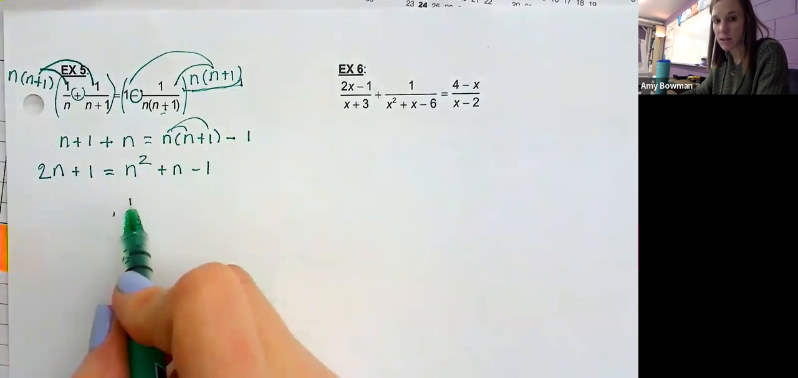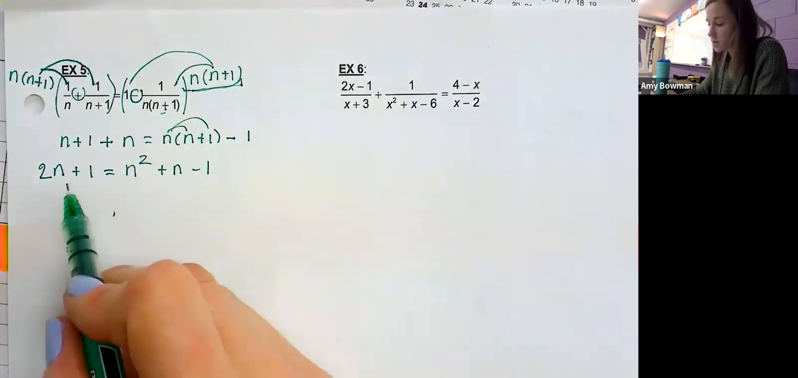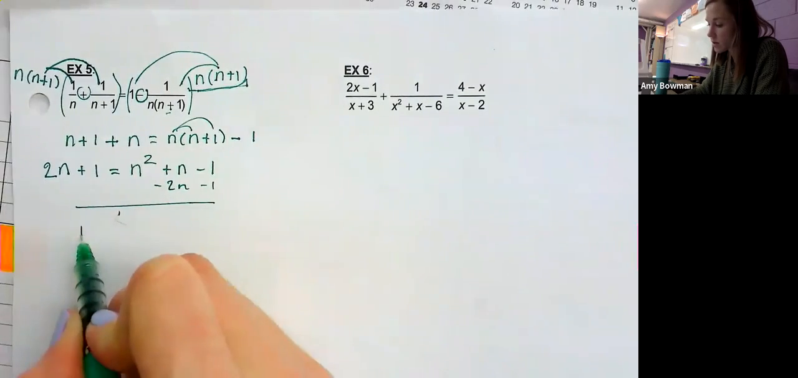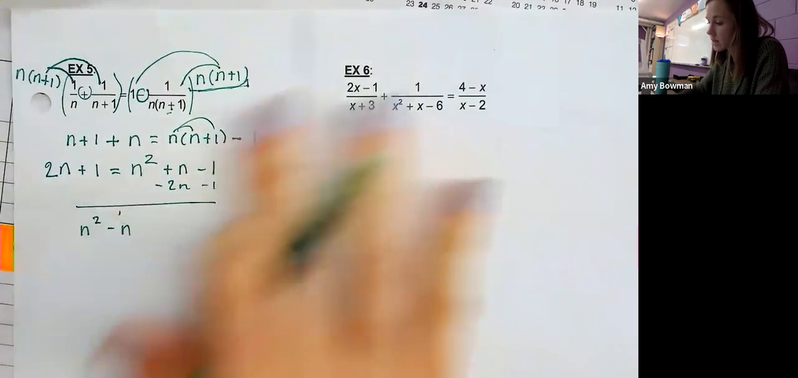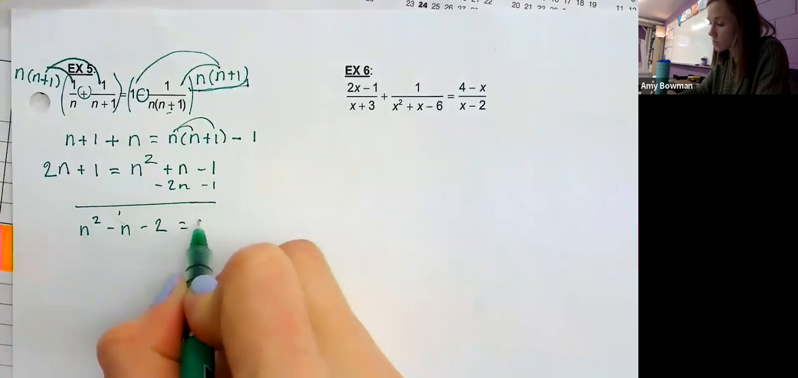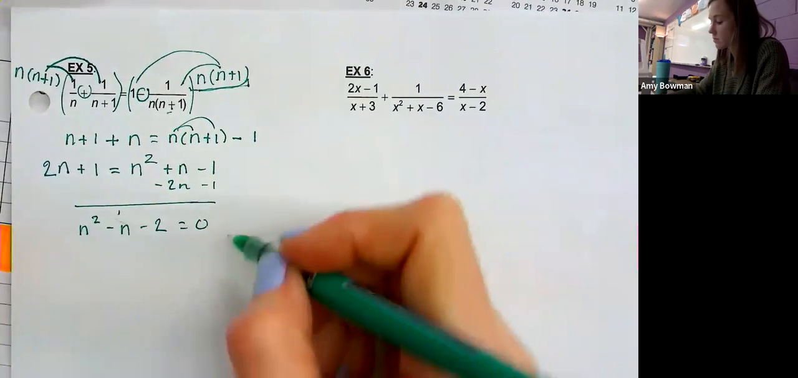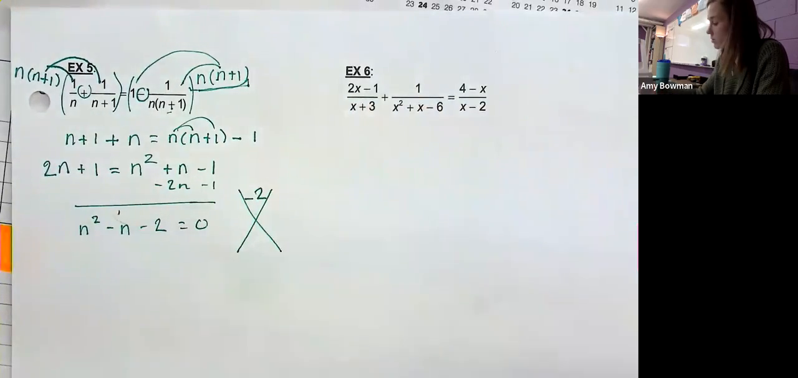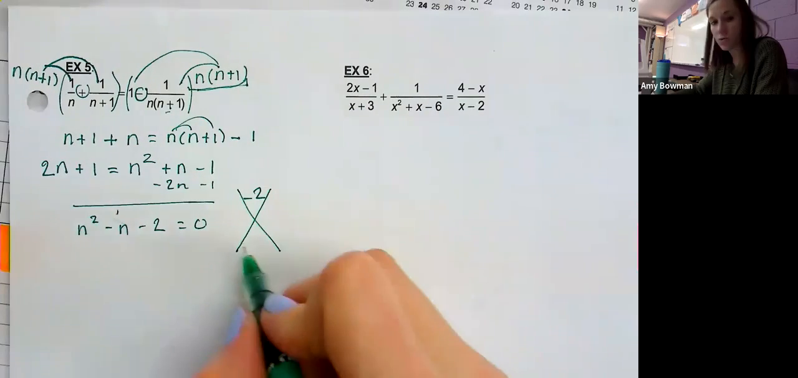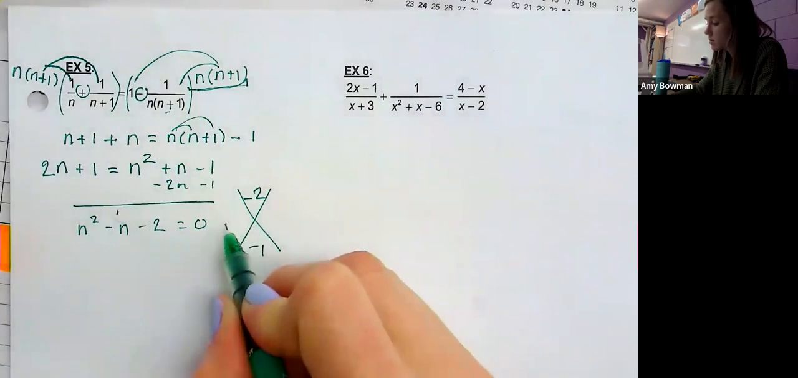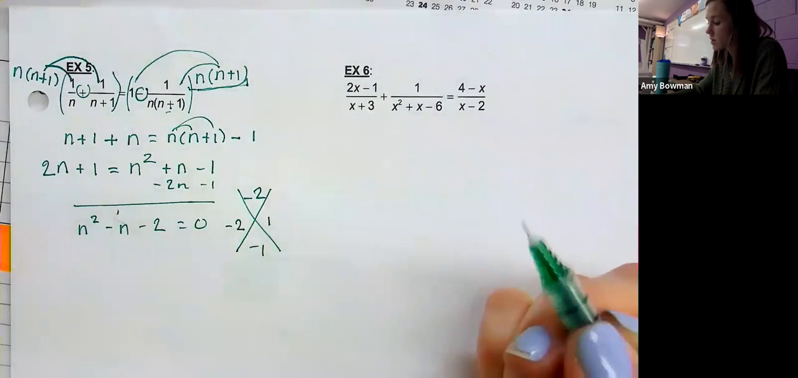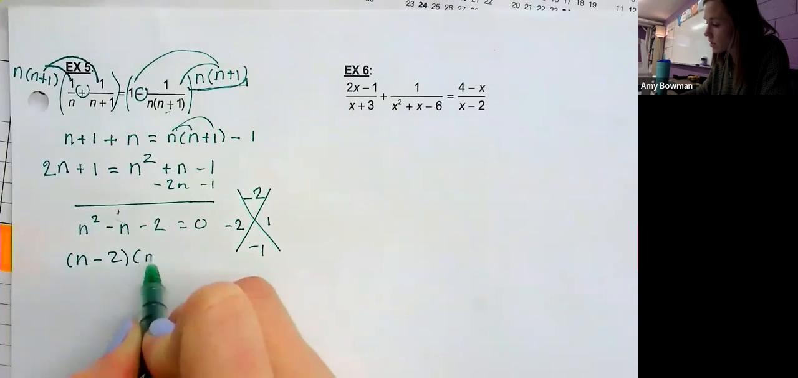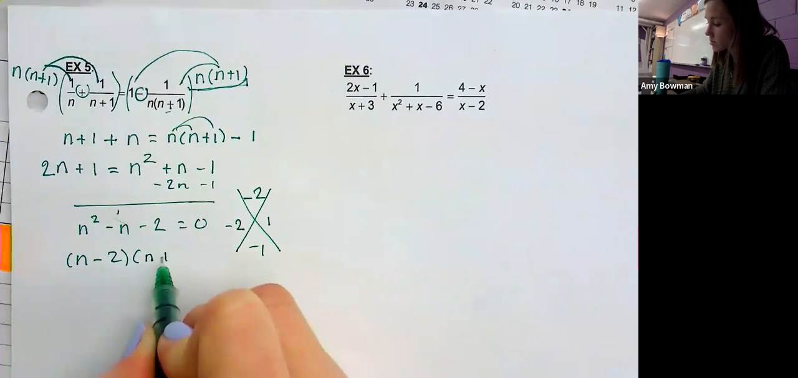Since we've got this quadratic on the right, we are just going to add or subtract 2n and subtract 1. And we'll get our quadratic of n squared minus n minus 2 equals 0. And then we can factor, hopefully. So something that multiplies to -2 adds to -1, -2 times 1, and -2 plus 1. So we've got n minus 2, n plus 1.